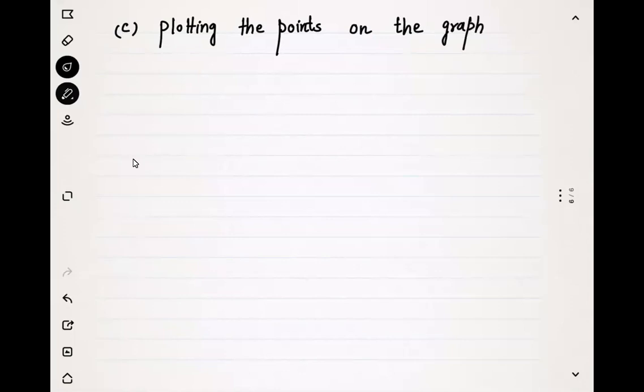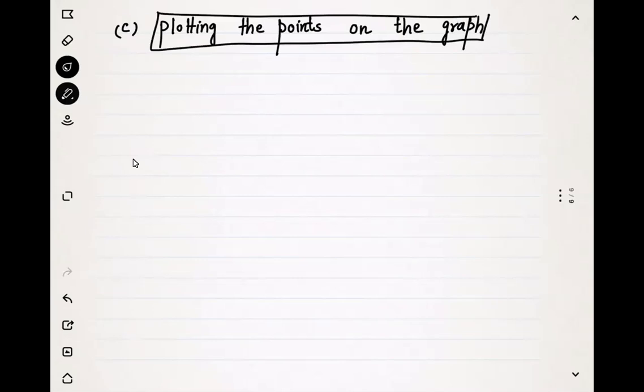We are done with A part and B part. C part is about plotting the points on the graph. So C part is about plotting the points on the graph.